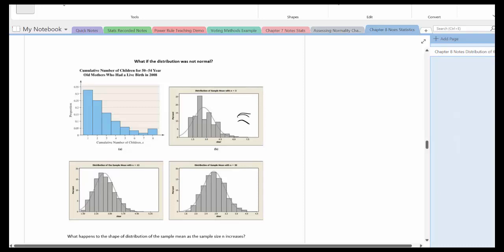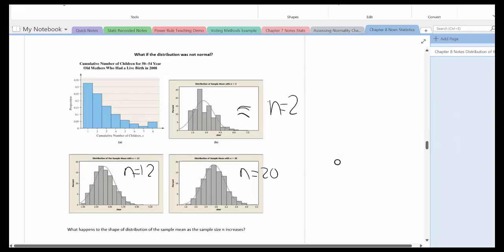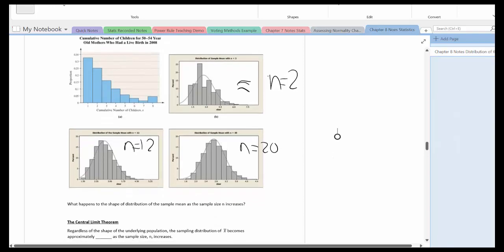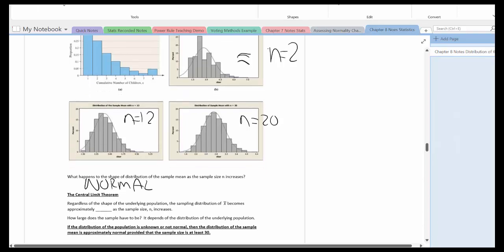So here, this is n equal to 2. Here it's n equal to 12. And here it's n equal to 20. So as that sample size n is increasing, it becomes more and more normal. Okay? This is where the central limit theorem comes into play. Regardless of the shape of the underlying population, the sampling distribution of the sample mean becomes approximately normal as the sample size n increases.